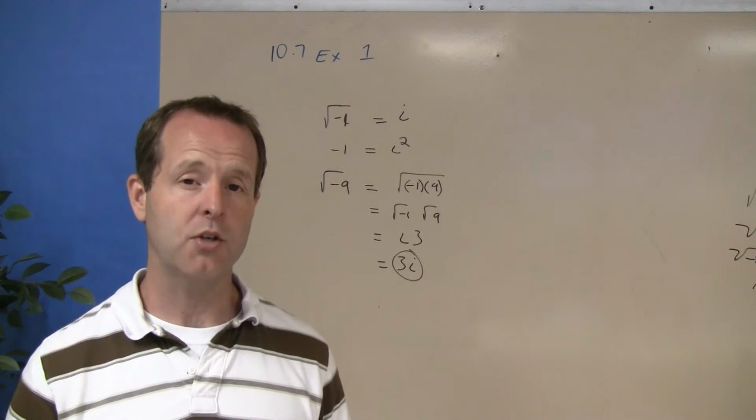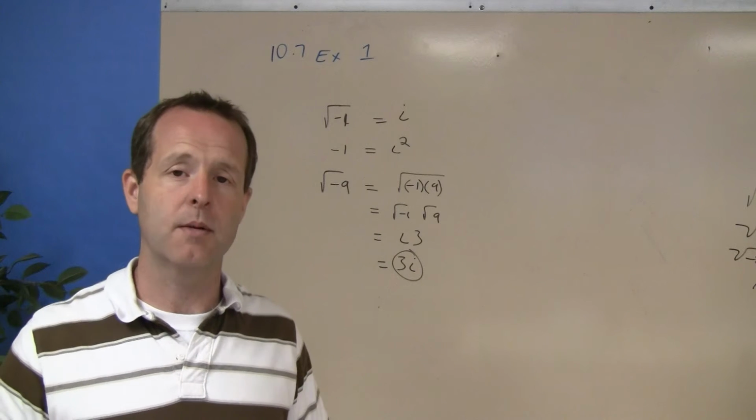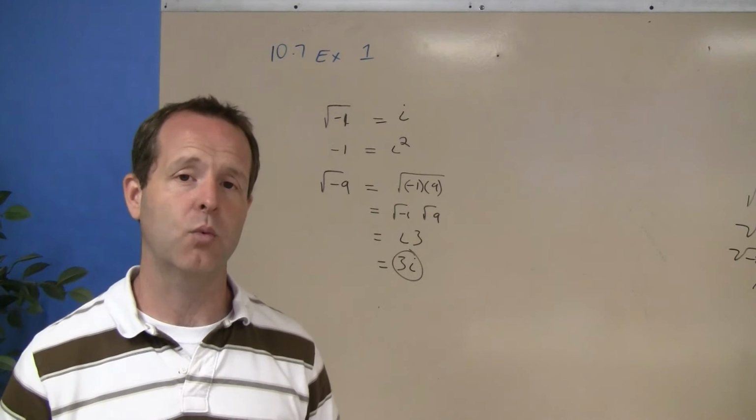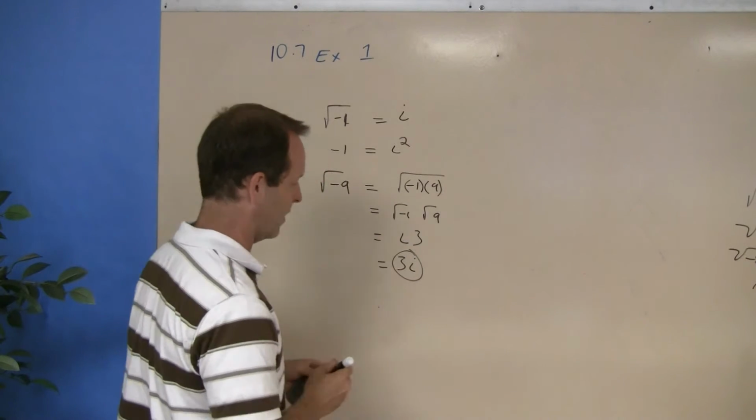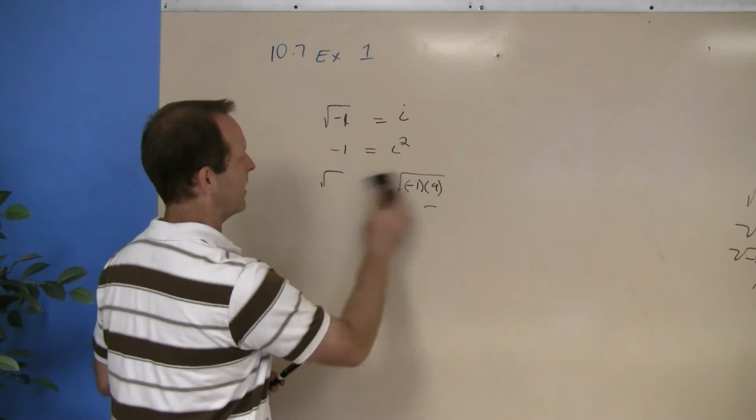So I was able to deal with the square root of -9. I can't reduce it down just using real numbers. I have to use some imaginary numbers. And the designation we're using is i to stand for the square root of -1. Let's look at another example.